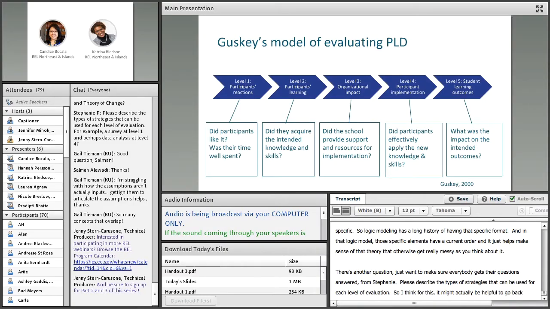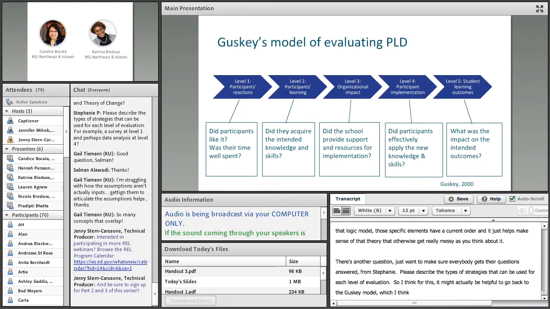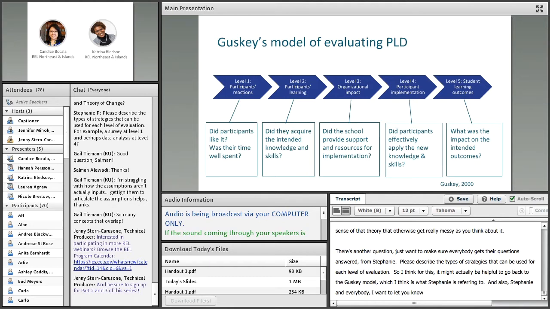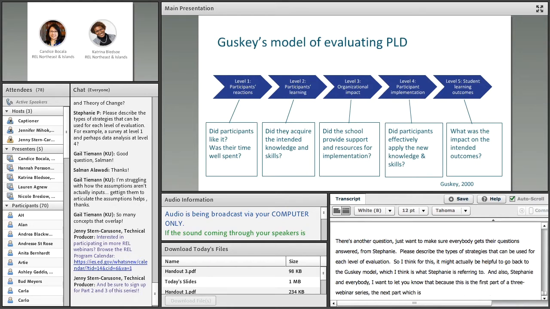There's another question. Just want to make sure everybody gets their questions answered from Stephanie. Please describe the types of strategies that can be used for each level of evaluation. So I think for this, it might actually be helpful to go back to the Guskey model, which I think is what Stephanie is referring to.